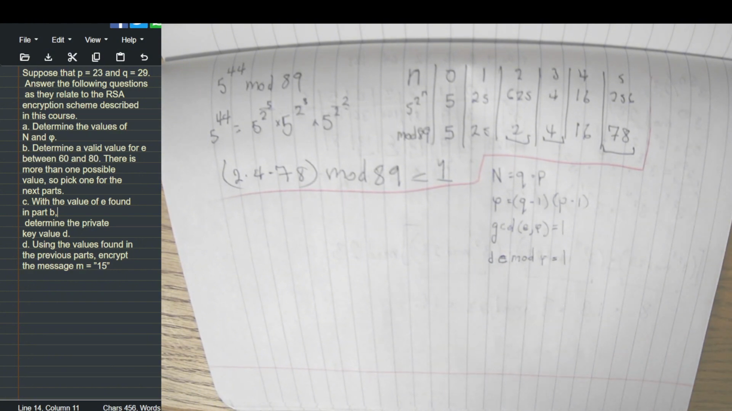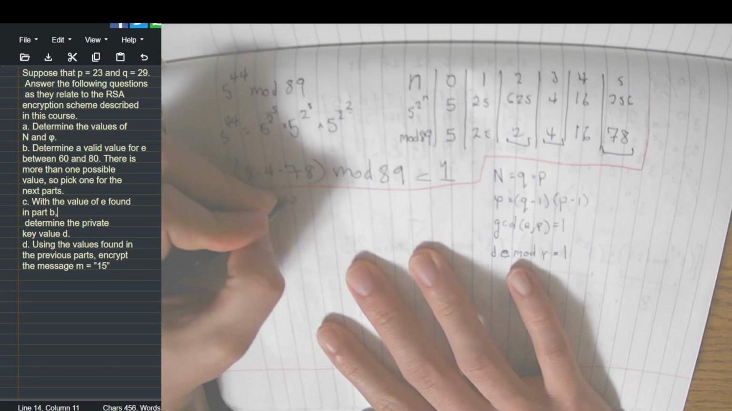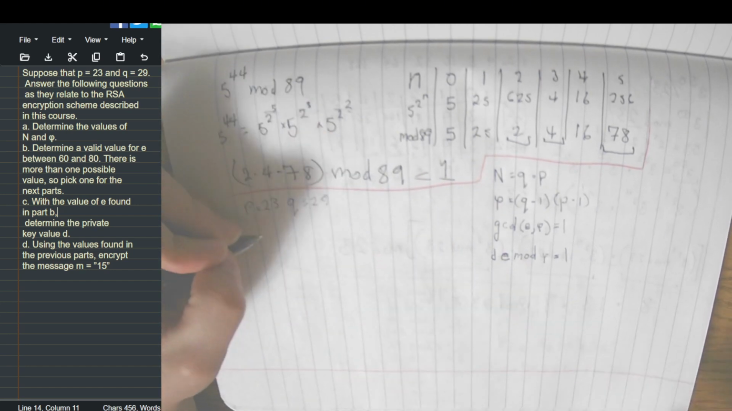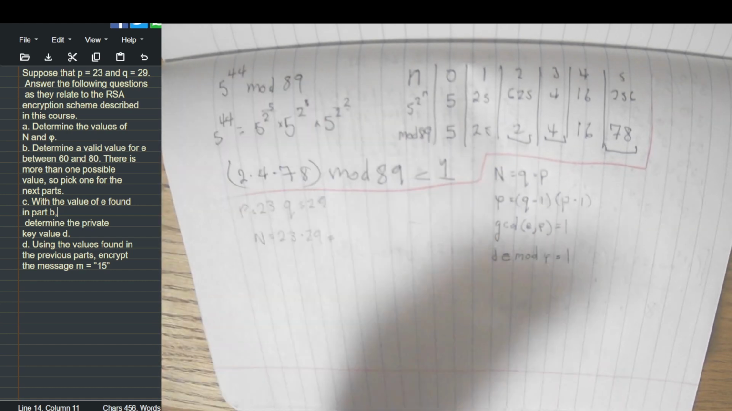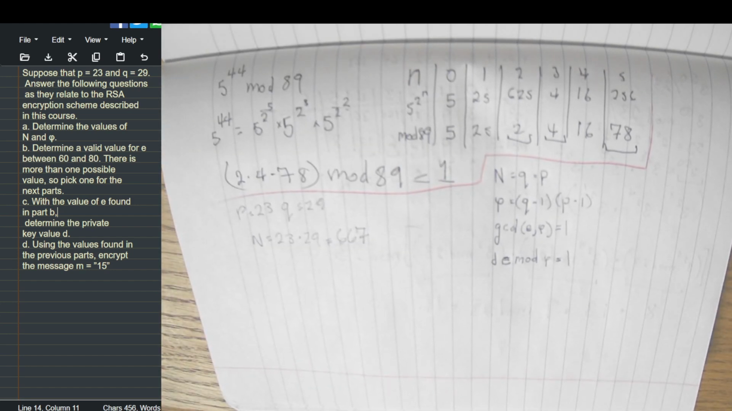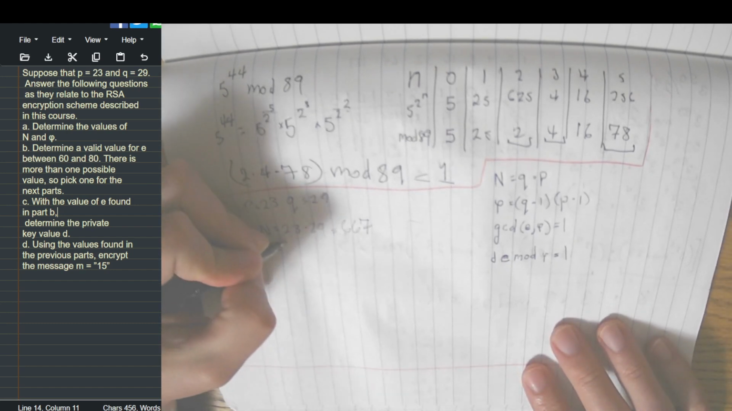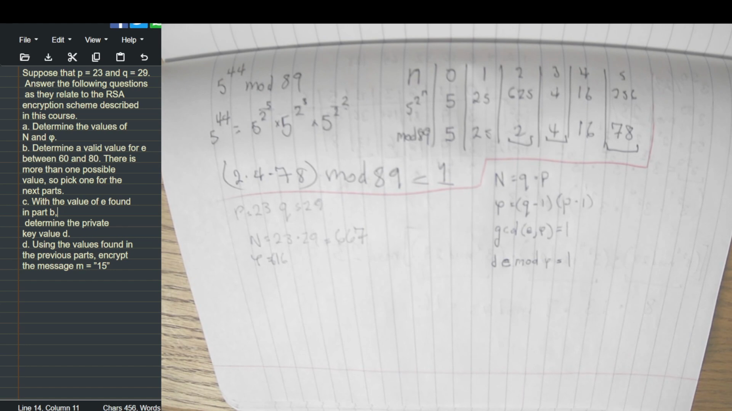So let's start getting into this. We're given that P is equal to 23 and Q is equal to 29. So N will be equal to 23 times 29, which is equal to 667. And phi will be equal to 22 times 28, which is 616. So that's A done already.